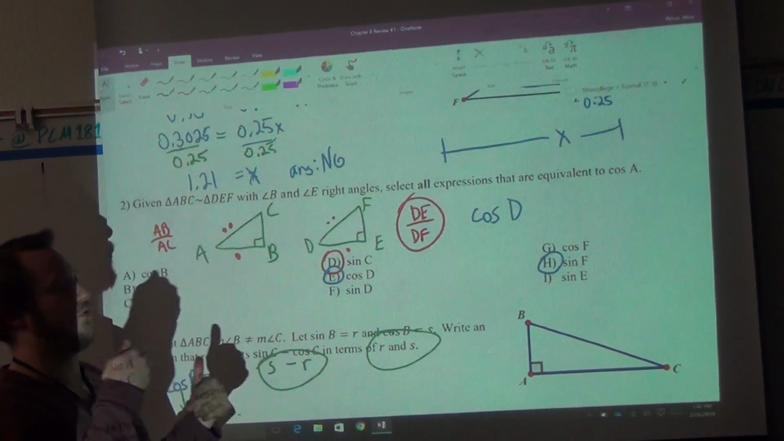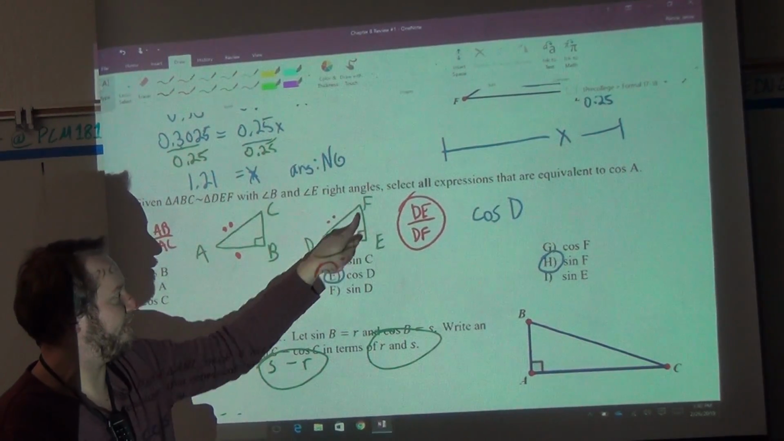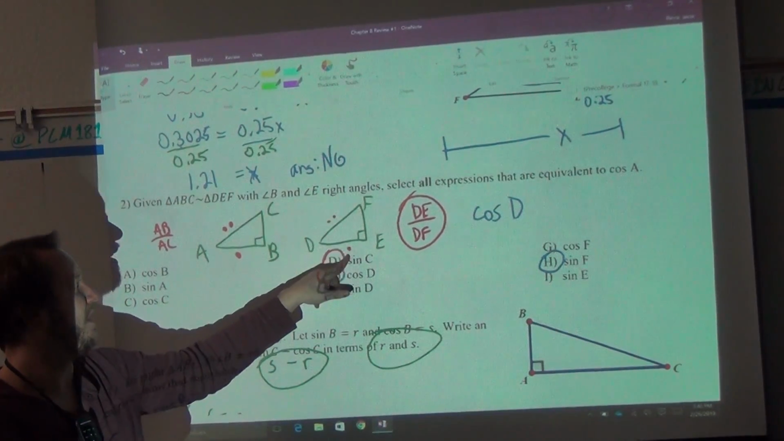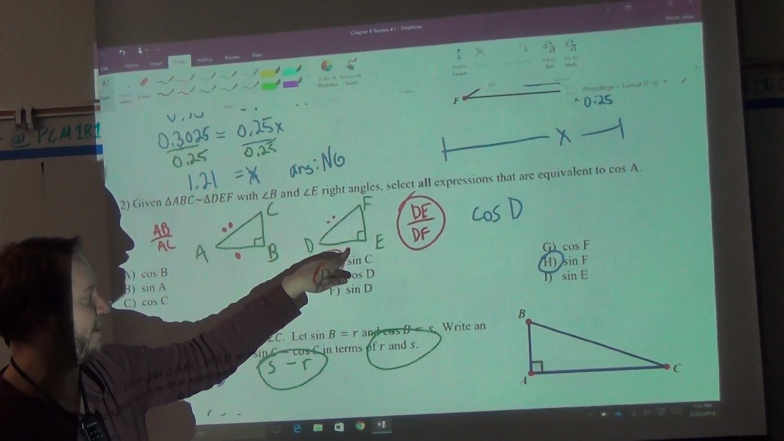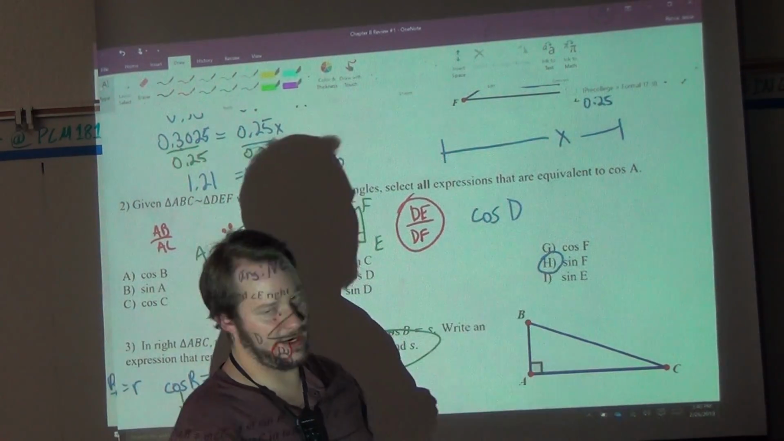We need to think of our last possibility. We need to do DE over DF. And we can get there from F's perspective, seeing the opposite over the hypotenuse. The sine of F is the opposite over the hypotenuse, DE over DF, so we're looking for sine F.